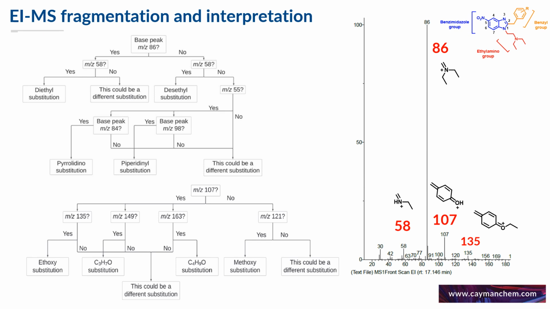So let's go through and analyze this compound again with our decision tree. Now looking at the spectrum, we have a base peak of 86, and then we have a secondary peak at 58, which indicates that we have that diethyl substitution on the ethyl amino portion of the nitazene. If we look, we see we have a peak at 107. We go down the line, we see we have a peak at 135. We don't see a peak at 163 or 149. And this suggests the ethoxy substitution on that benzyl portion of the compound.